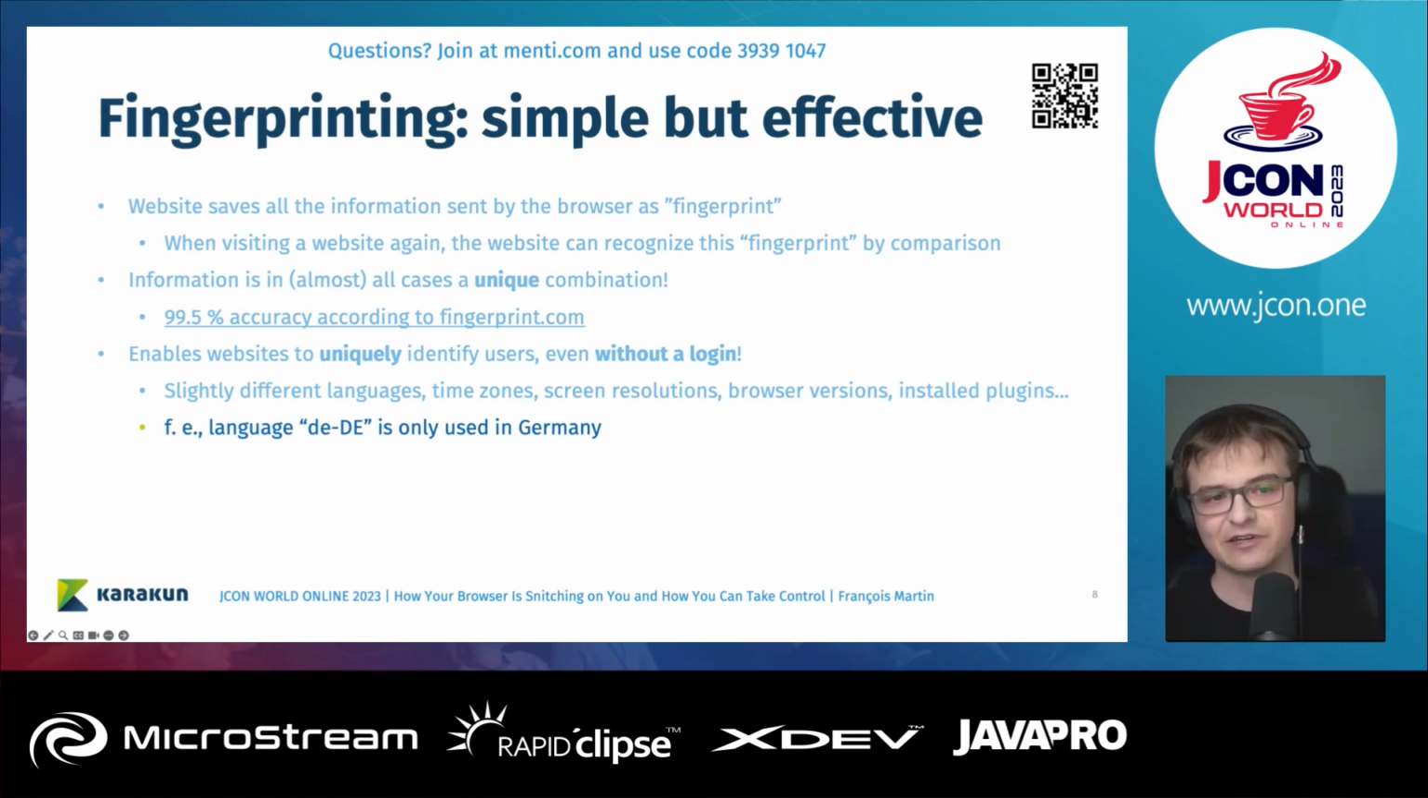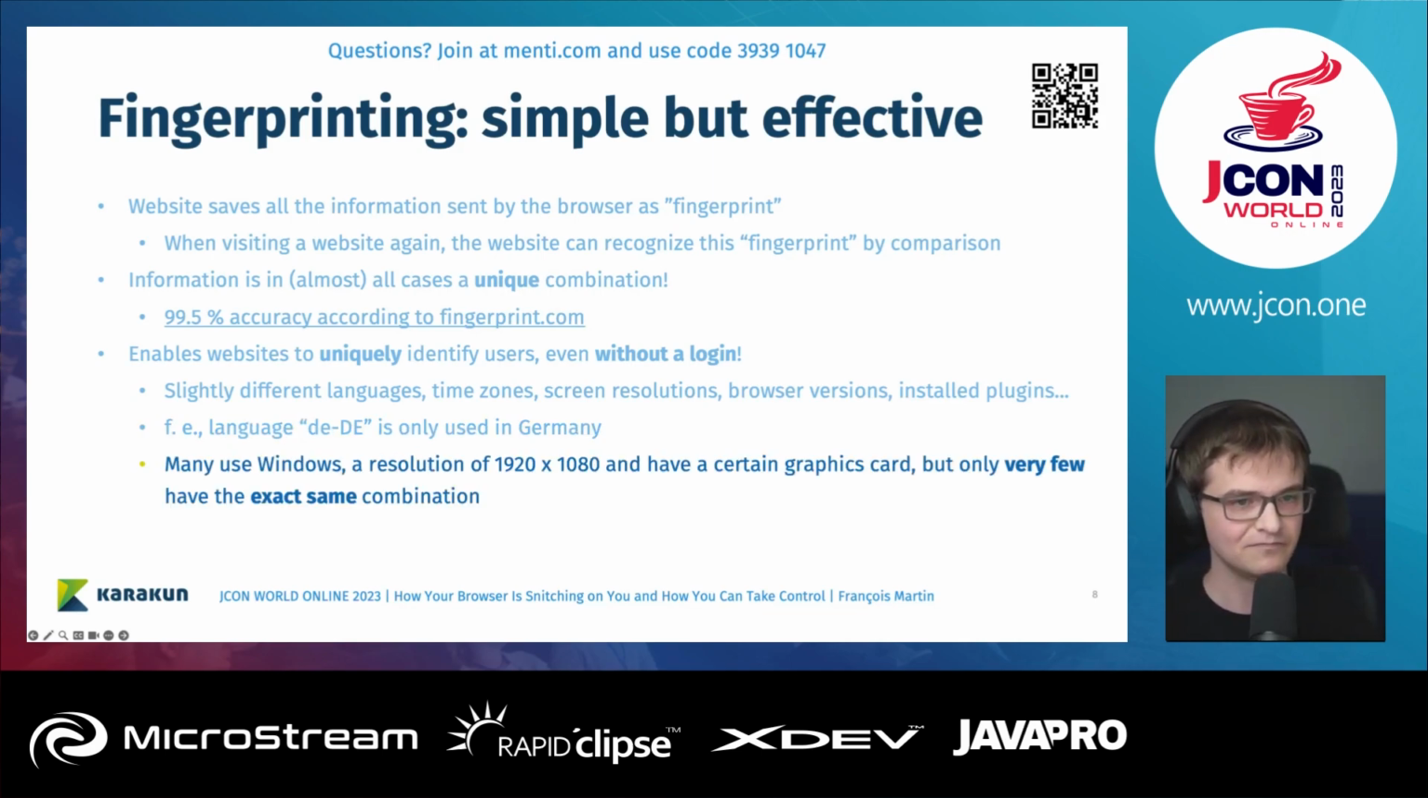And if you look at, for example, if you just have the language DE-DE, this is only used in Germany. So if you see a visitor that has this kind of language set, then you know that most likely this person is from Germany. And this already limits the users that are visiting the website quite a lot. Of course, if your website is in German, then maybe this doesn't limit it by that much. But if it's a website that is mostly English, probably you will be able to identify those users much easier than other users, for example.